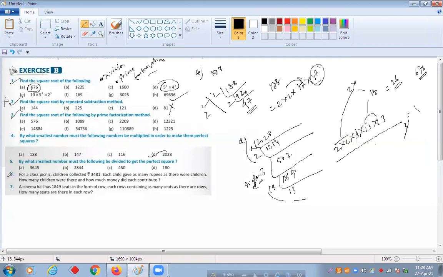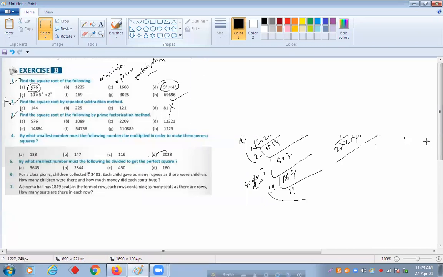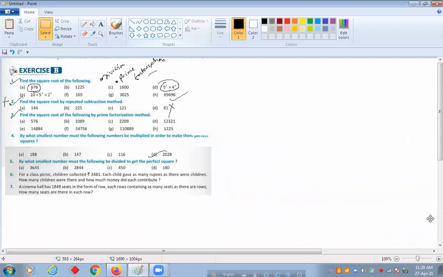So the question number 6. Sir, it will be root over 3481. That will be the answer. Everybody understood? Don't just always nod your head. If you have any problem, you can ask.